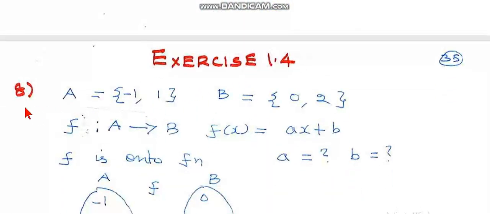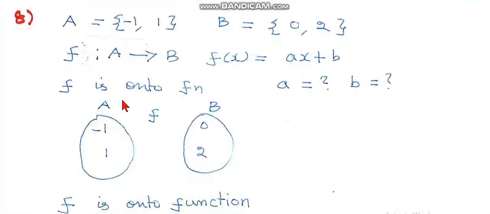Exercise 1.4, question number 8. The set A is minus 1, 1. Set B is 0, 2. f is a function from A to B. f of x equal to ax plus b. f is onto function. What are the values of a and b? The set A is minus 1, 1. The set B is 0, 2. So f is onto function, so no element is left out. Every element has got a pre-image.